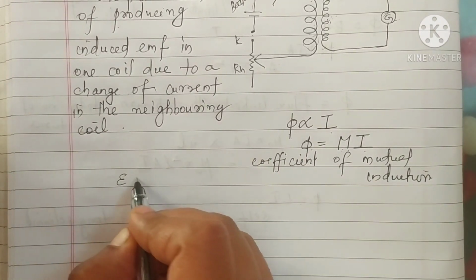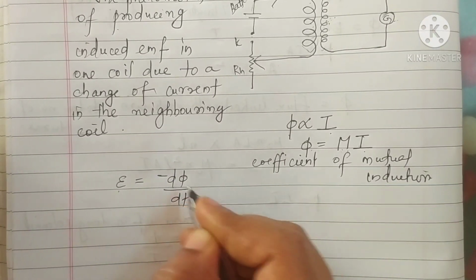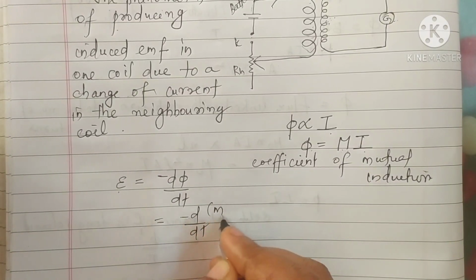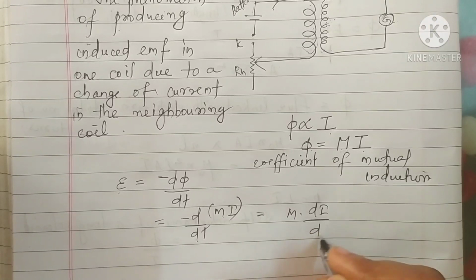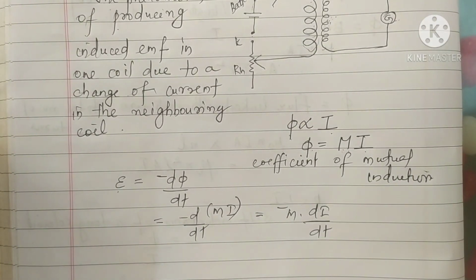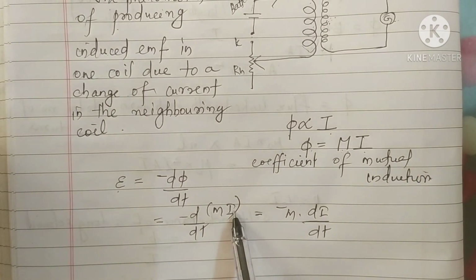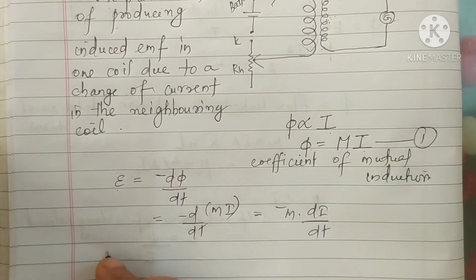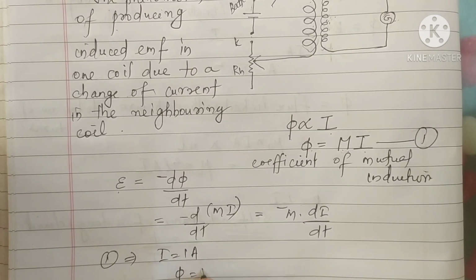Also, you know, EMF is equal to minus d phi by dt. Instead of phi, you can put the value, that is minus d by dt of M I. So M is the constant, and the induced EMF E is equal to minus M into dI by dt. Now, similar to the last case, you can put I equals 1. This is the first equation. If you put I equal to 1 ampere, phi equals M.